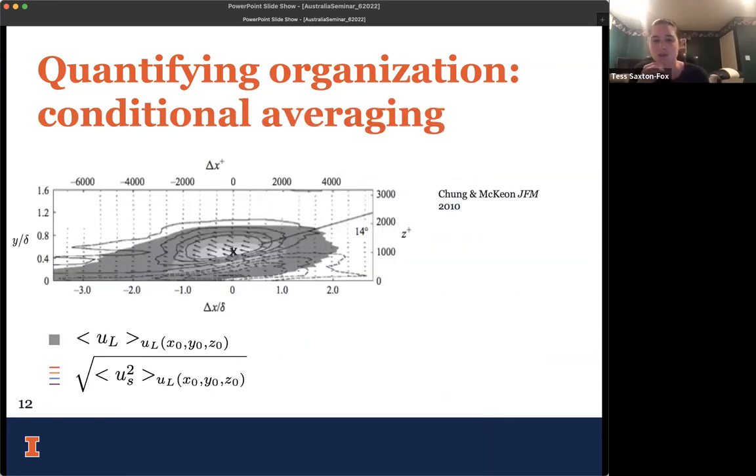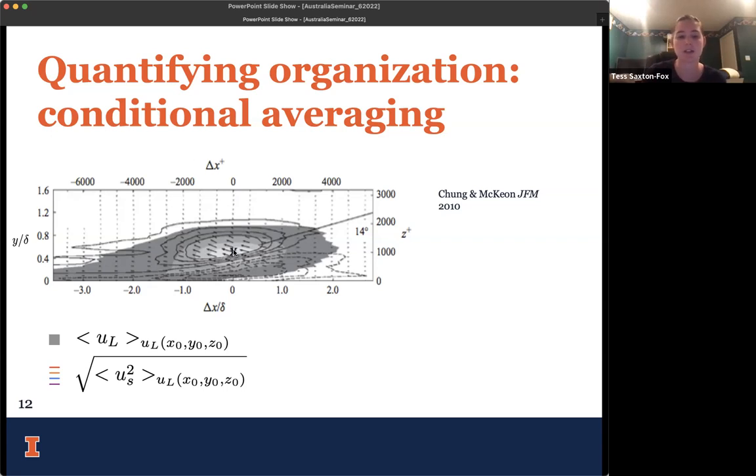There's conditional averaging work also from Chung and McKeon. Beverley McKeon was my PhD advisor, so I'm well versed in this paper as well. What they did is they took large eddy simulation data and they asked, using conditional averaging, if the large-scale streamwise velocity field is slow at this x, what does the small scale do? Well, first they asked what does the large scale look like, and this big gray blob was the region that on average was also slow if it was slow here. So it gives you a sense for the size of the large scale in this part of the flow.